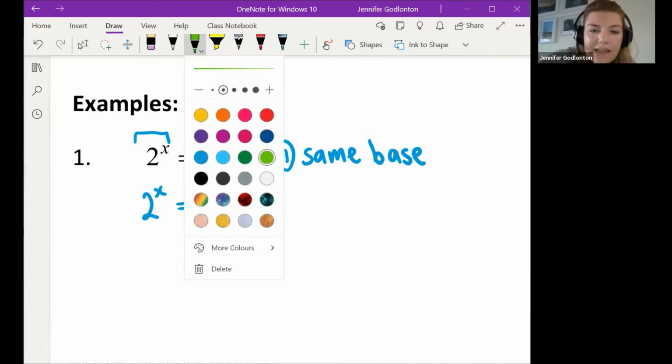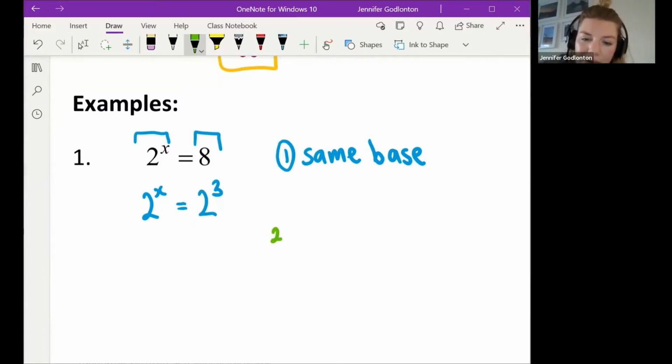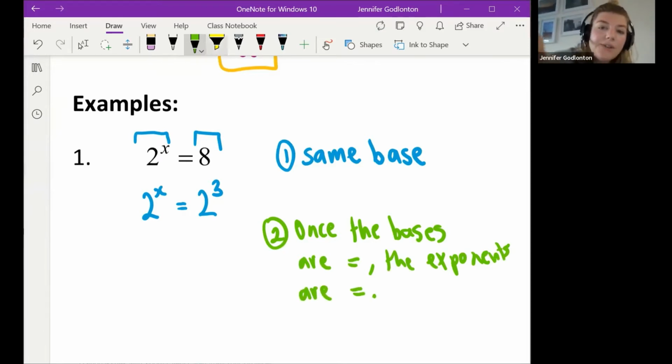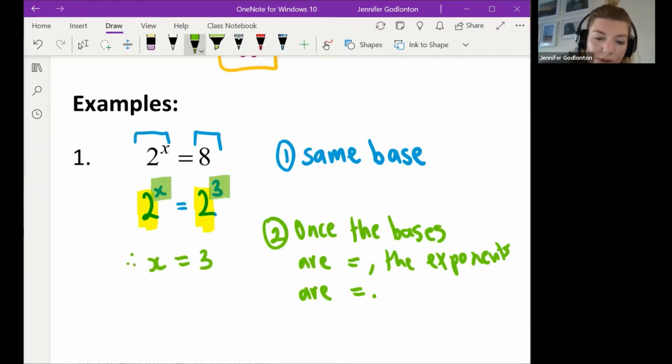All right, next step. Once we've done that, the second thing we're going to do is, once the bases are the same, once the bases are equal, the exponents are equal. So as soon as this is the same as that, then this is the same as this. So as soon as those bases are the same as each other, we can basically ignore them. And I can say that means that x is equal to 3.